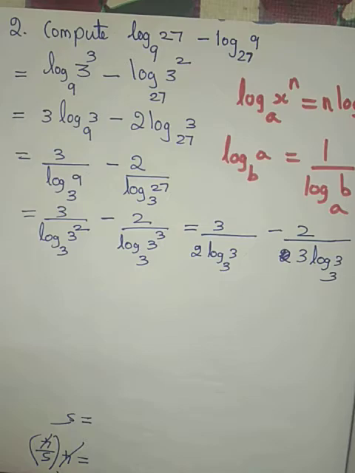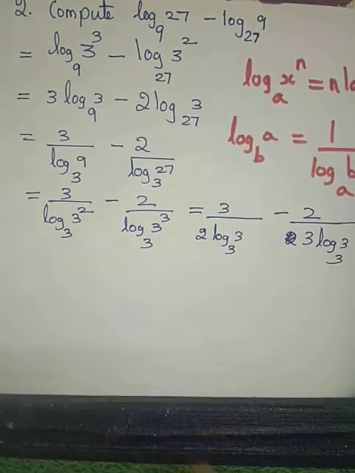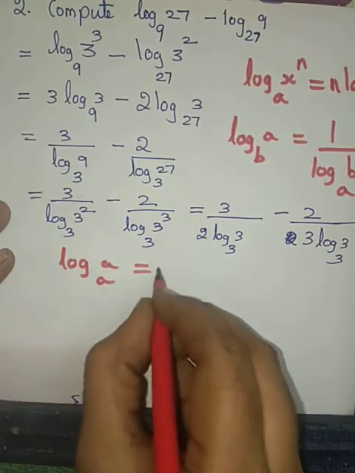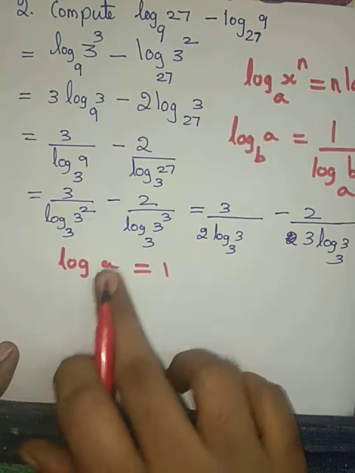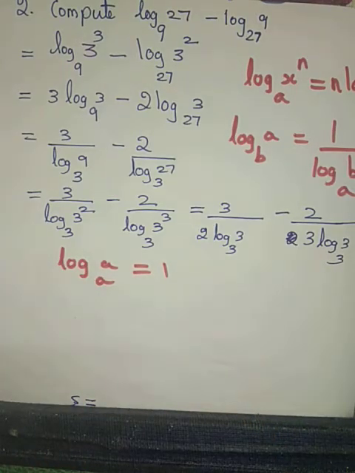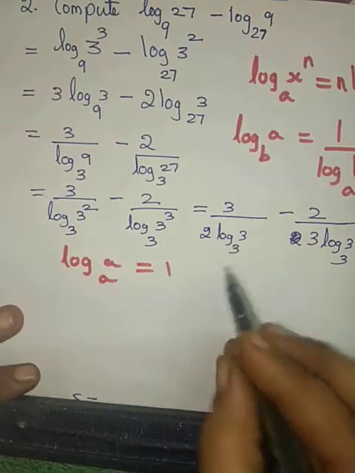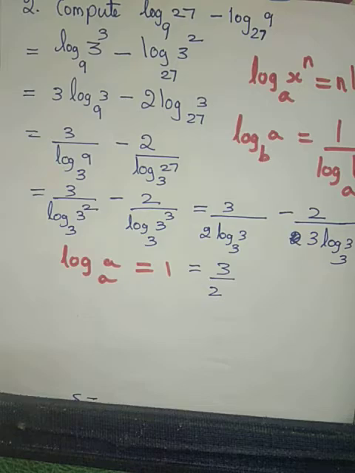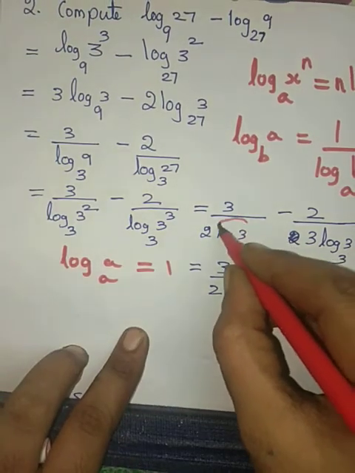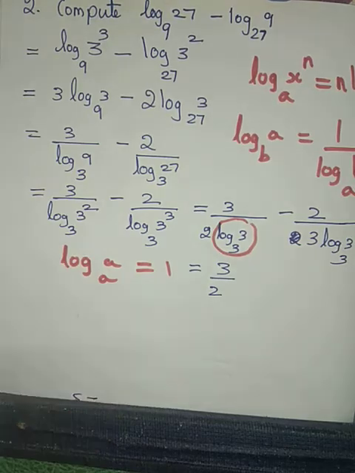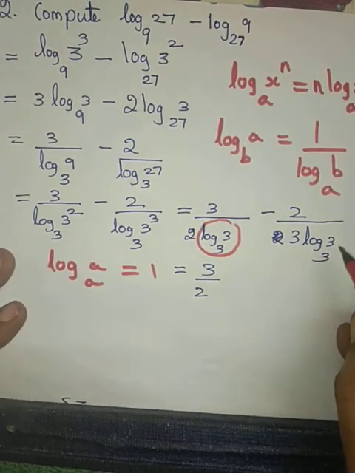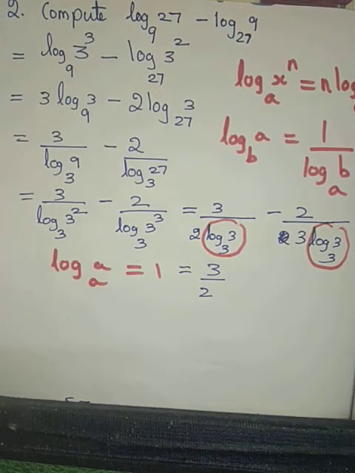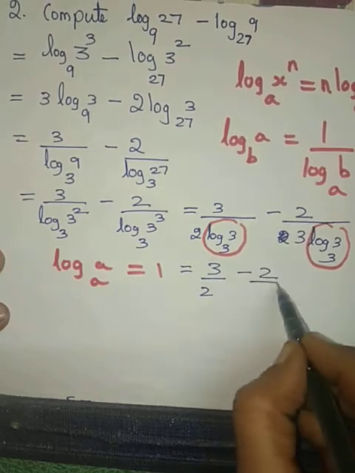Now we are going to use a property. The property is log a to the base a, the value is 1. Here also the same number, and the value is 1. So here I can use that property and write it as 3 by 2, because you can see log 3 to the base 3 will become 1. So only 3 by 2 is remaining. Here also you can see log 3 to the base 3 will also become 1. So on this side I'll have minus 2 by 3.